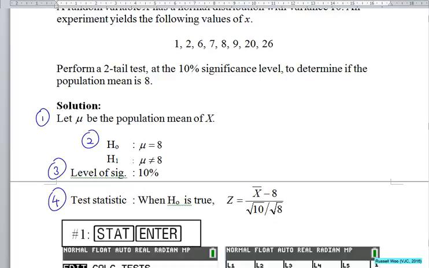Very fast. All right? Z is x bar minus 8 divided by square root 10, because the variance is given. Variance is 10. N is 8. You collect 8 pieces of data. Now, the only difference between example 2 and example 3, have attention. Example 3 is a two-tailed test. Example 3 gives you individual data.